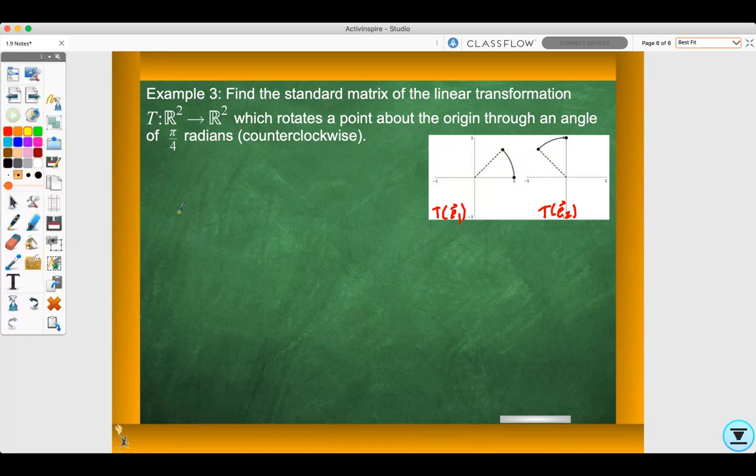So first, let's talk about our transformation of e1. If I'm looking here, my transformation would be my x and y coordinate. And we know that x would be cosine of pi over 4, and y would be sine of pi over 4. So we all know that's square root of 2 over 2 and square root of 2 over 2.